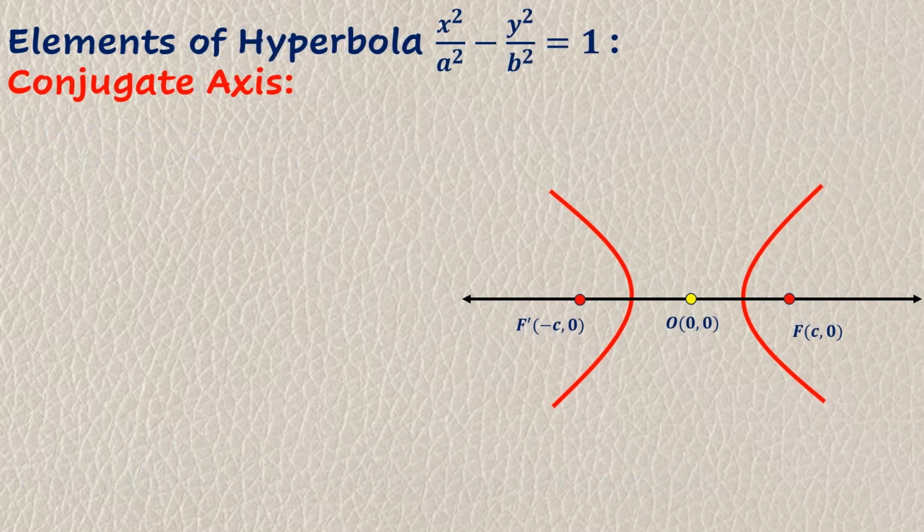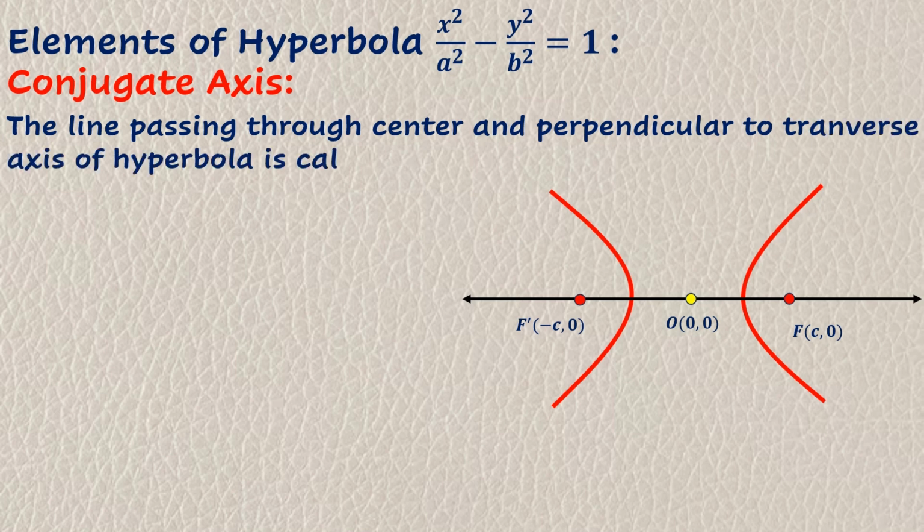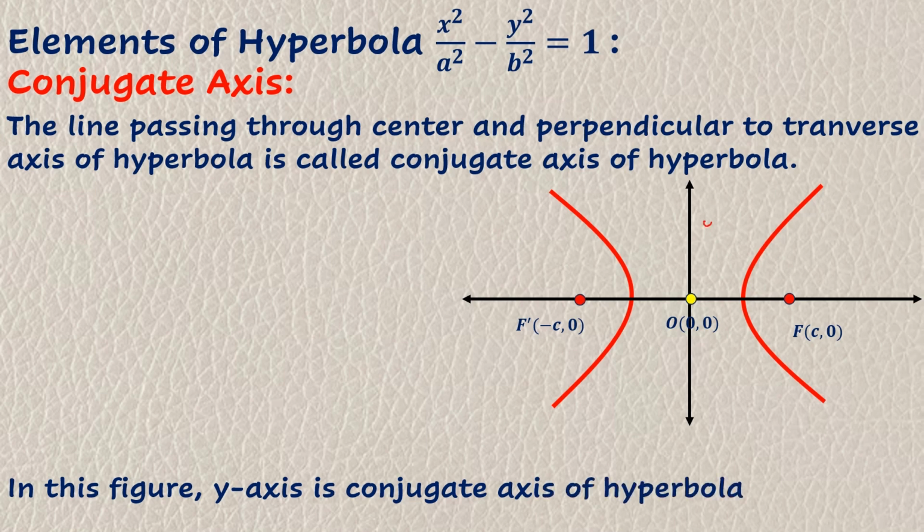Conjugate axis of hyperbola. The line passing through the center of hyperbola and perpendicular to transverse axis of hyperbola is called conjugate axis of hyperbola. And in this figure, y-axis is the conjugate axis of hyperbola.